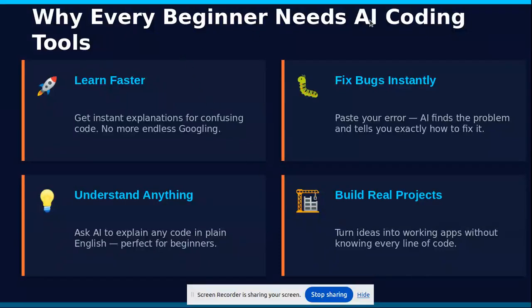So why does every beginner need AI coding tools? Learn faster. Wherever you get stuck, you ask AI what the issue is, and you learn whether it's a syntax issue or something else. Get instant explanations for confusing code, with no more endless googling, so it eliminates that. Fix bugs instantly. Paste your error, and AI finds the problem and tells you exactly how to fix it. Understand anything. Ask AI to explain any code in plain English, perfect for beginners. Build real-time projects, turning ideas into working apps without knowing every line of code.